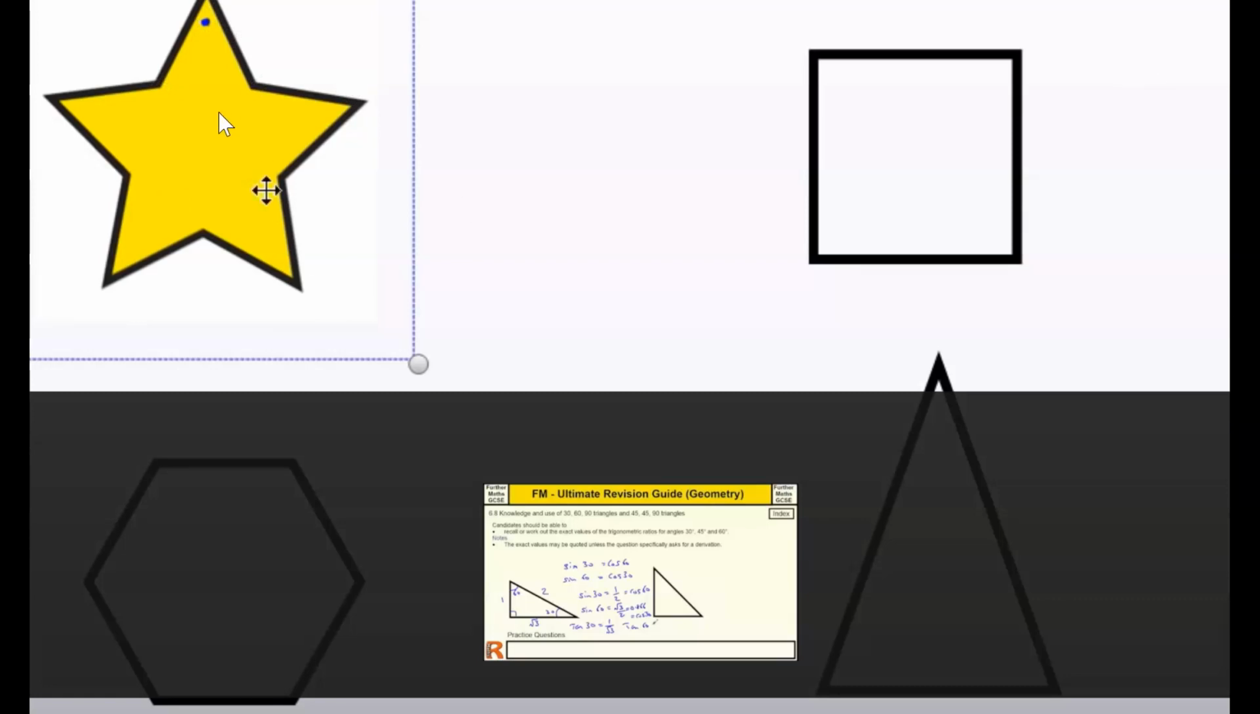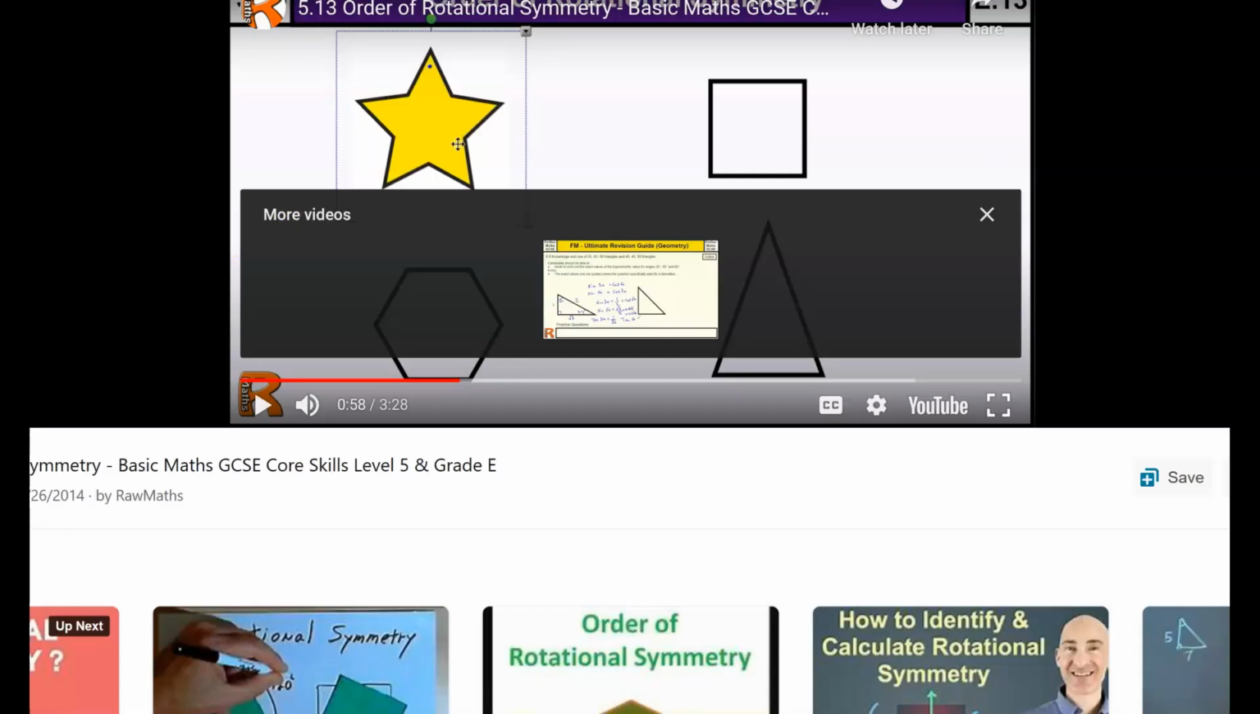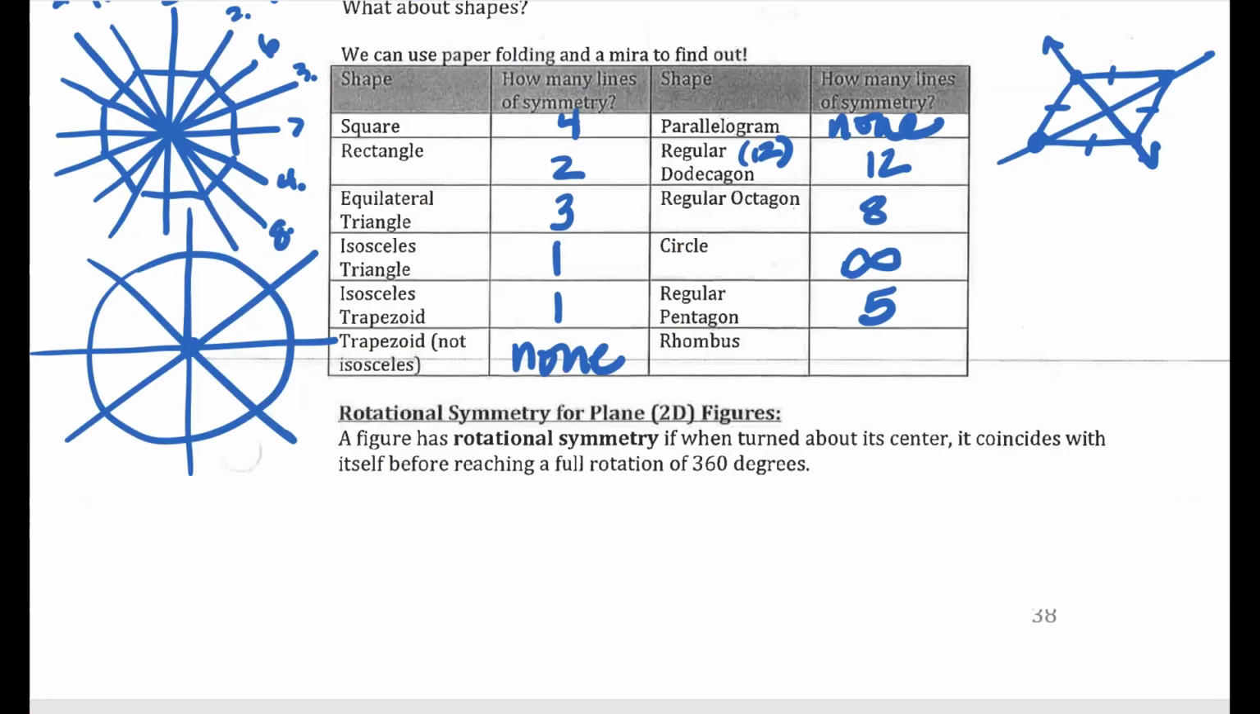So you can see there that this star has rotational symmetry, and it rotates 5 times within 360 degrees. So we can actually figure out, if we want to, the number of degrees of rotation. The way we would do that is we would take 360, the degrees in a circle, and divide it by 5, and that would give us the number of degrees that it takes to turn the star for it to meet up and be the exact same shape. So let's go back to the notes.